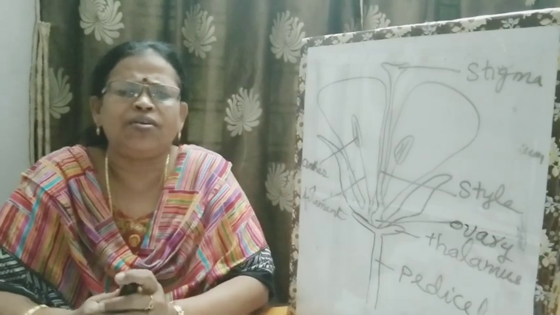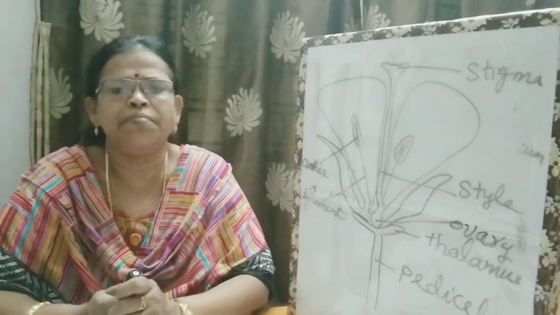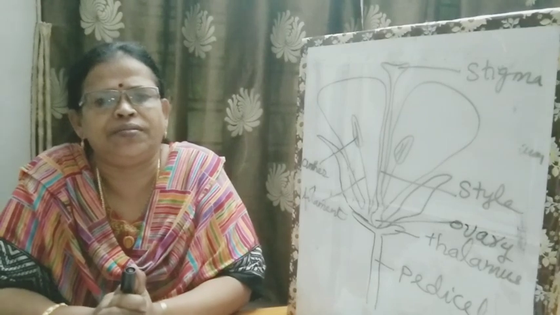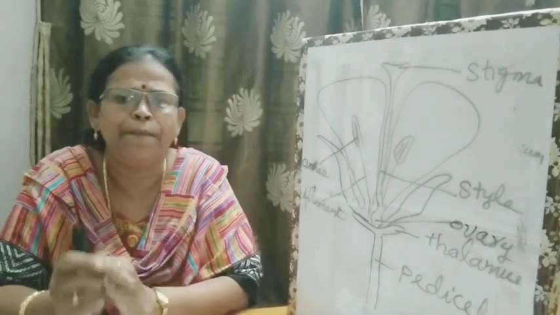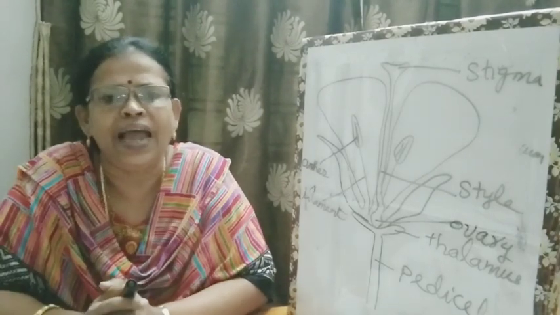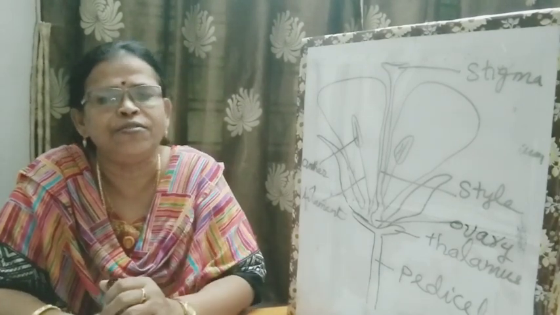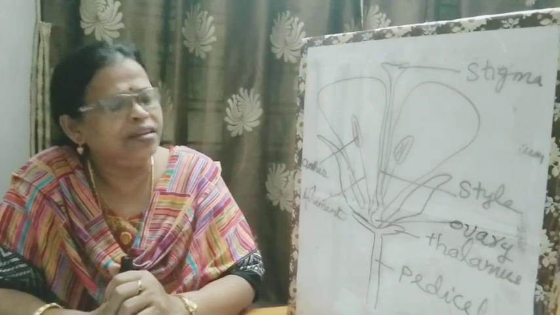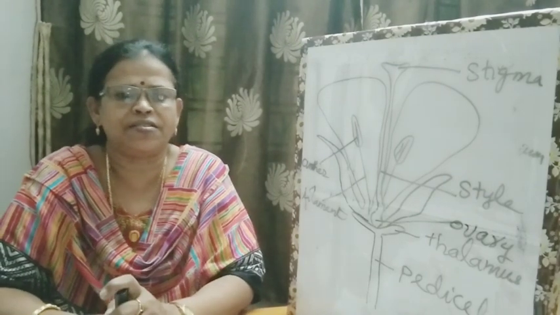Why are the calyx and corolla called non-essential or accessory parts? Because they are not involved in reproduction. That's the first point. Second, they are helping parts protecting the reproductive part. And the third one is they make the flower attractive for pollination. Because of that, the calyx and corolla are called accessory parts.